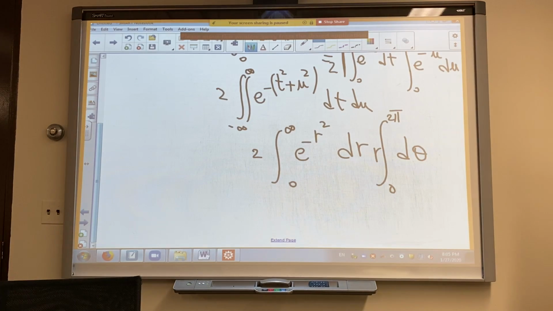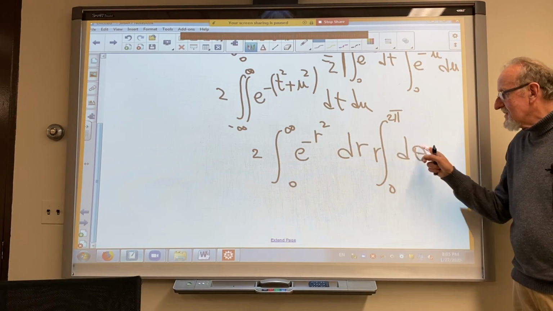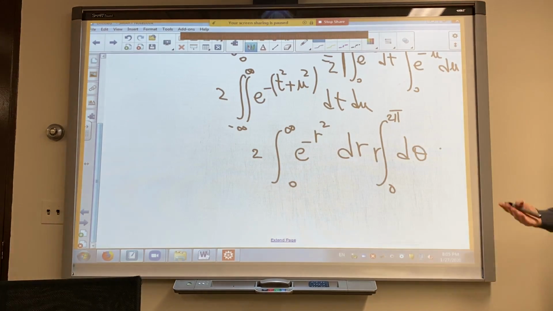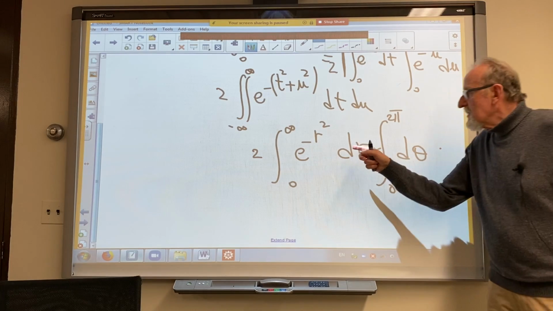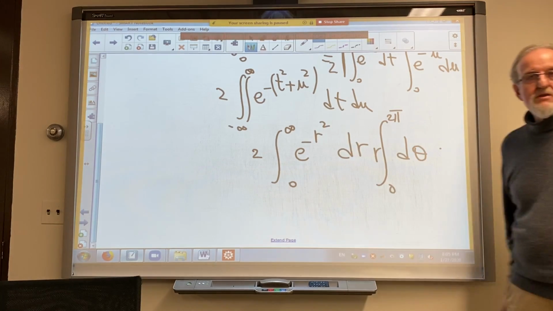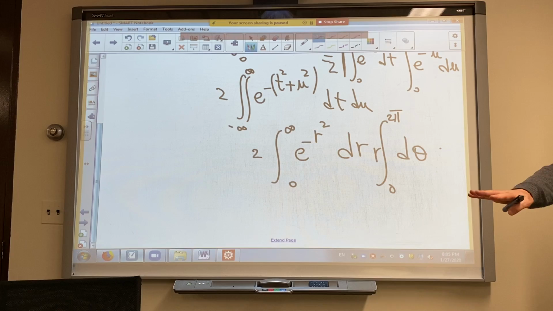Okay, I switch to polar coordinates. R dr d theta is the integral in polar coordinates. In theta, I integrate from 0 to 2 pi. In r, I integrate from 0 to infinity. Okay, I just switched my old problem to polar coordinates.